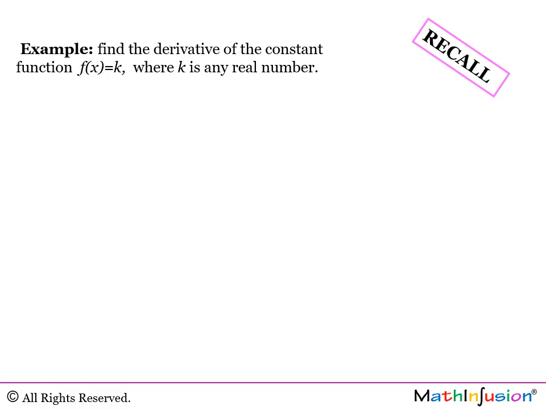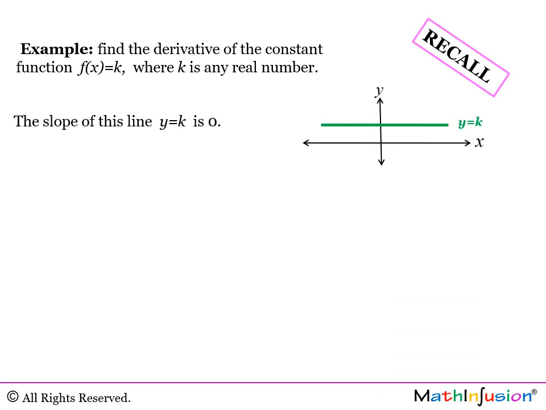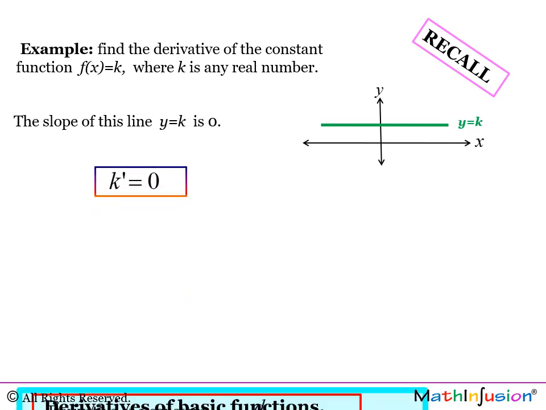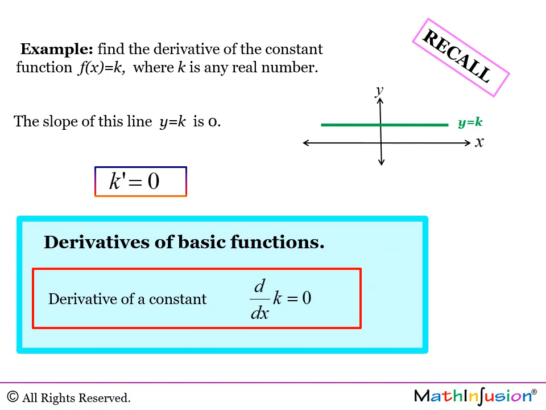Example: if we want to find the derivative of the constant function f(x) equals k, where k is any real number, then you just have to look at the picture. When you look at the graph of the function y equals k, you see that the slope of this line is 0, and that's why the derivative of a constant is 0. And here is our first derivative of a basic function. Derivative of a constant is 0.